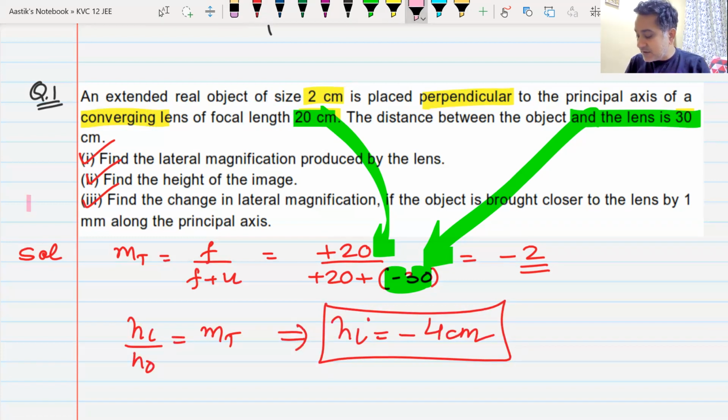The third part I will give you as homework. We will discuss it in the next class. The question is there in your module. You can have a look at it. We'll discuss the third part in the next class. We'll wind up this class here.